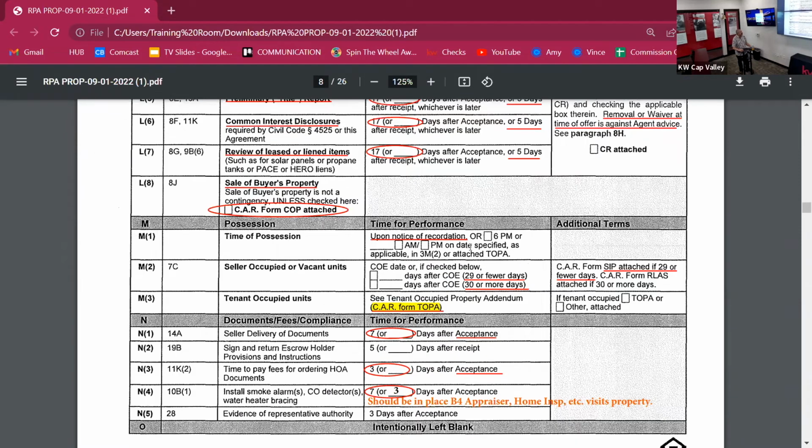Looking down, time of possession. Some people can just be real jerks about this, on the seller side and on the buyer side. Bottom line, they have these things they built into here for, on notice of recordation, or you make it 6 p.m. or anytime, right? Well, here's the deal. And one exception to what I'm talking about is where it mentions that TOPA.